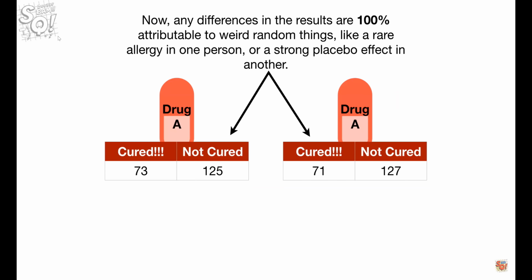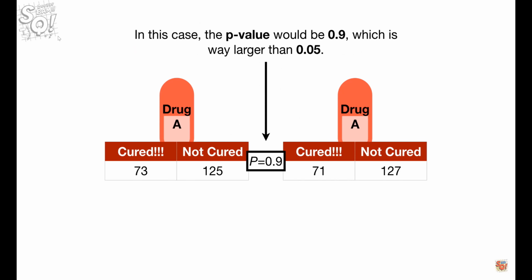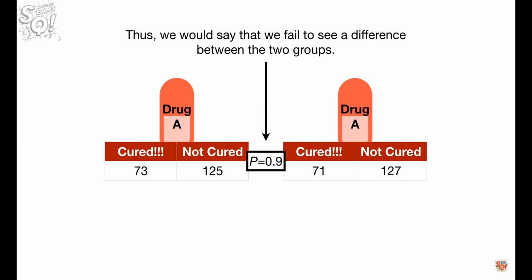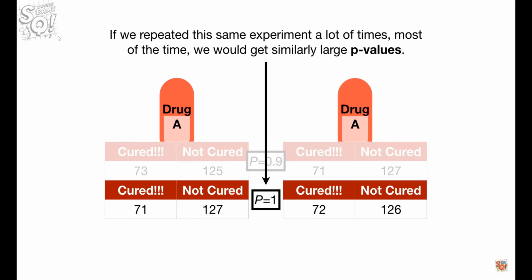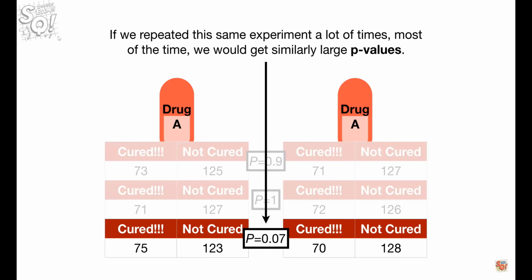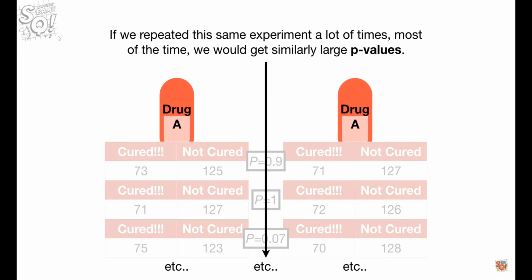Now, any differences in the results are 100% attributable to weird random things, like a rare allergy in one person or a strong placebo effect in another. In this case, the p-value would be 0.9, which is way larger than 0.05. Thus, we would say that we fail to see a difference between the two groups. If we repeated this same experiment a lot of times, most of the time we would get similarly large p-values.